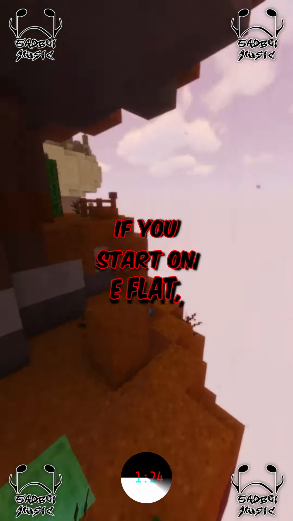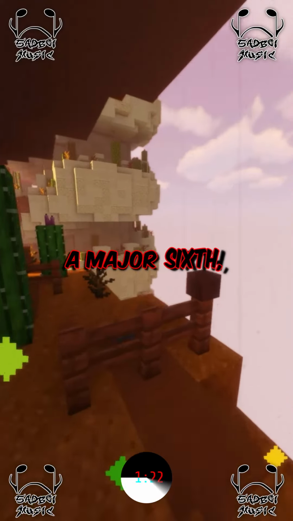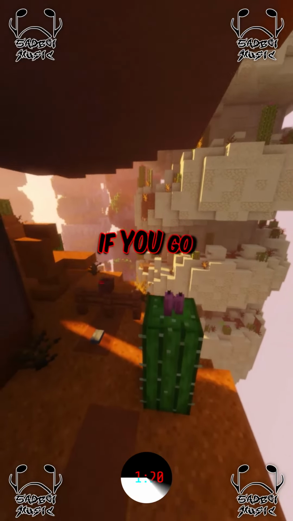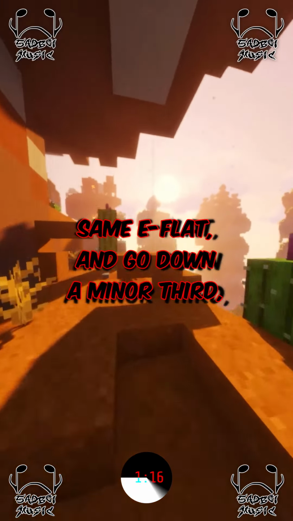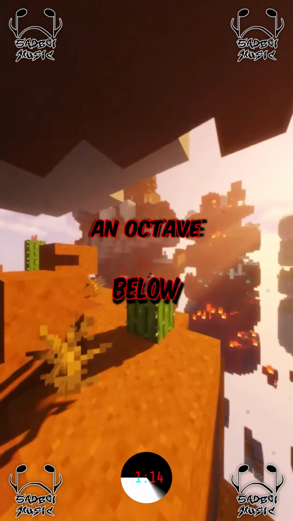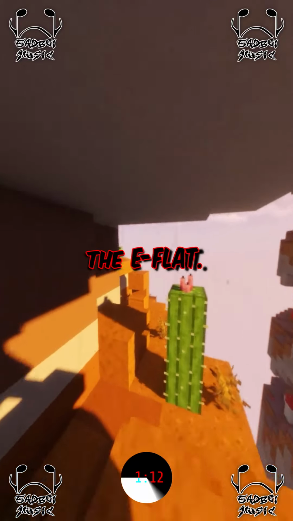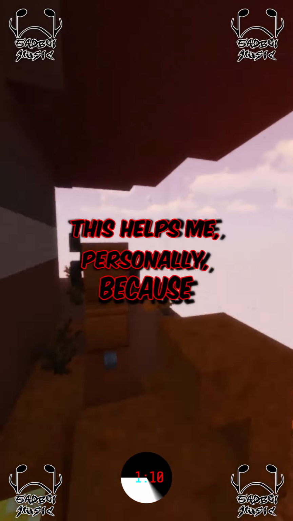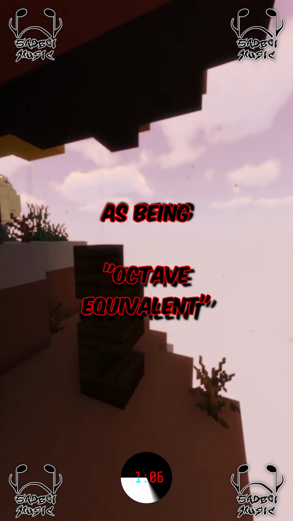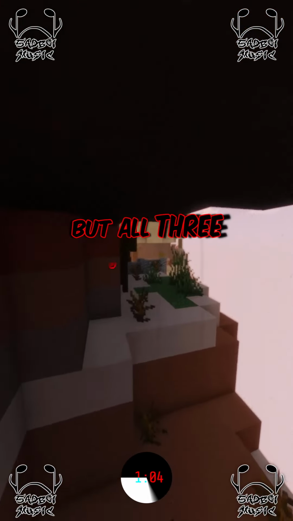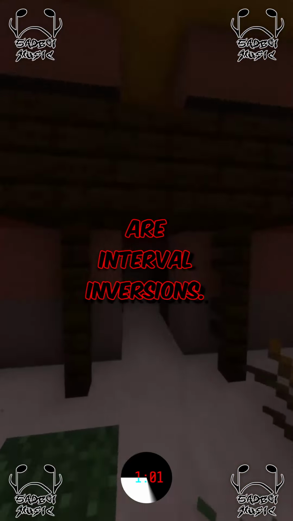If you start on E flat and go up a major sixth, you'll end at C. If you go back to that same E flat and go down a minor third, then you'll end at the C an octave below the other C above the E flat. This helps me personally because I can simplify the interval inversions as being octave equivalent in a way. But all 3 of those previous examples are interval inversions.